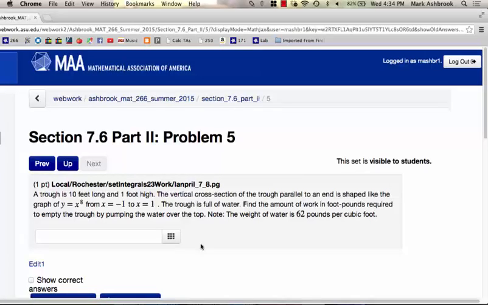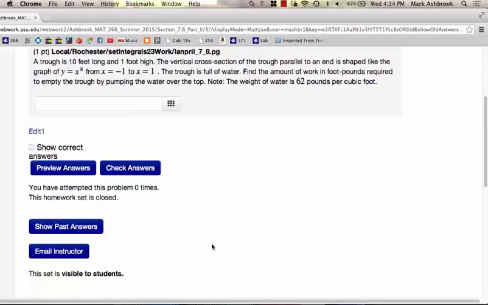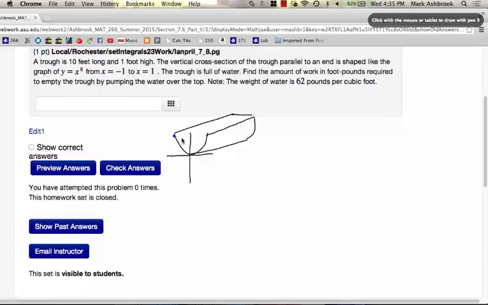Now this last one, we've got this trough. This cross section is based on y equals x to the 1/8. Is it water? Is it filled all the way up? The trough is full. Okay, so something like this. It's full with water. And this right here is y equals x to the 1/8, or x to the 8th.